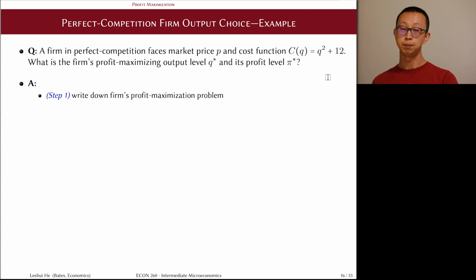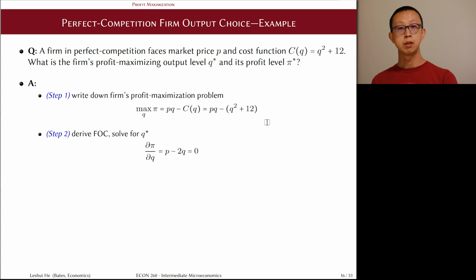To solve this problem, we first write down the firm's profit maximization problem. The firm maximizes its profit, which is revenue minus cost. Given perfect competition, the price is a constant for the firm, unaffected by its choice on quantity, while the cost function is given by its quadratic expression as given here. So the firm's problem is to choose the output level Q that maximizes this expression.